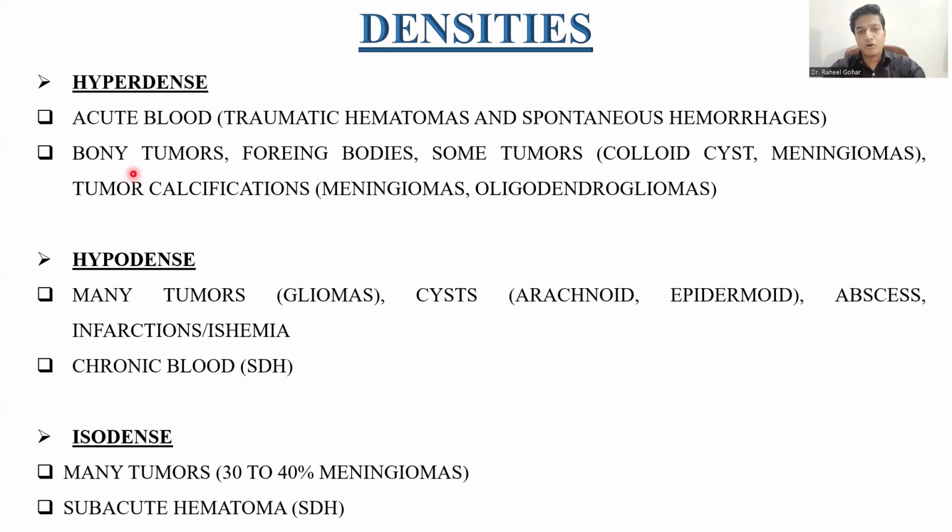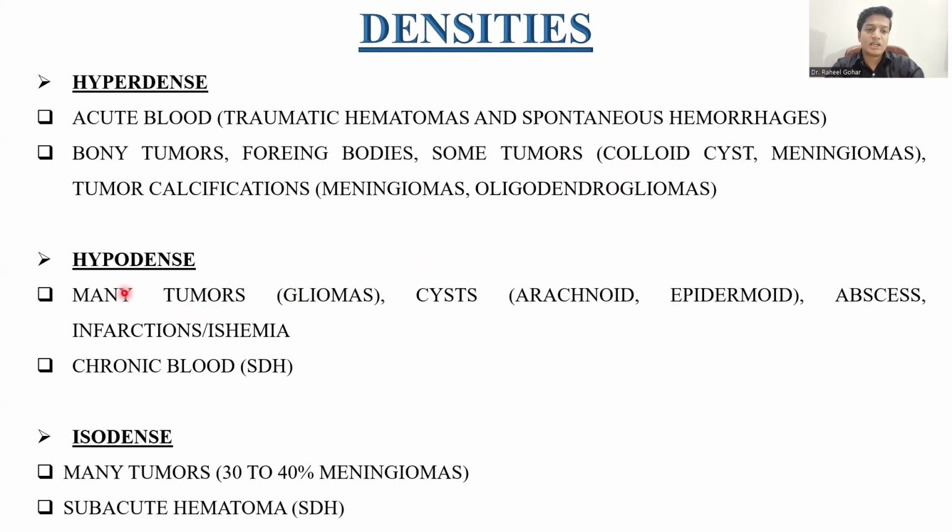All the acute blood, whether after a traumatic injury or after spontaneous hemorrhage, appears white, hyperdense as compared to the brain parenchyma. All the bony tumors, and those tumors which have calcifications like the meningiomas and oligodendrogliomas, and some other tumors have the specific characteristic that they appear hyperdense on CT scan brain plane, which includes the choroid cyst and again the meningiomas. Meningiomas can also appear isodense as well.